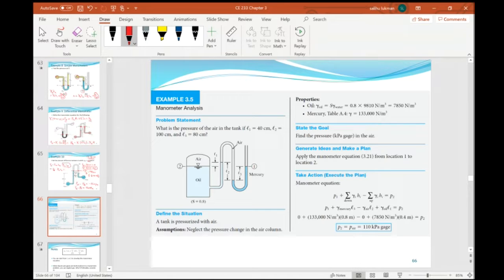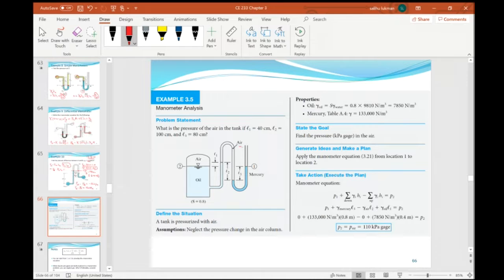Assumptions were to neglect the pressure change in the air column. This is usual. You can see the air column here. Okay, so to neglect the pressure change in the air column. And we have to find the pressure, which is the kilopascal gauge, in the air, meaning we are to neglect the atmospheric pressure, which will be set to zero because we are using gauge pressure here.